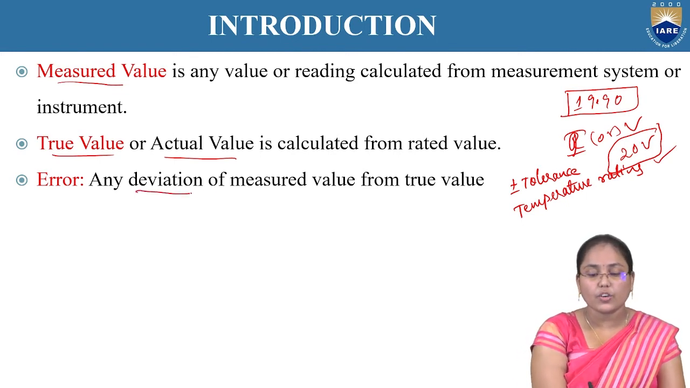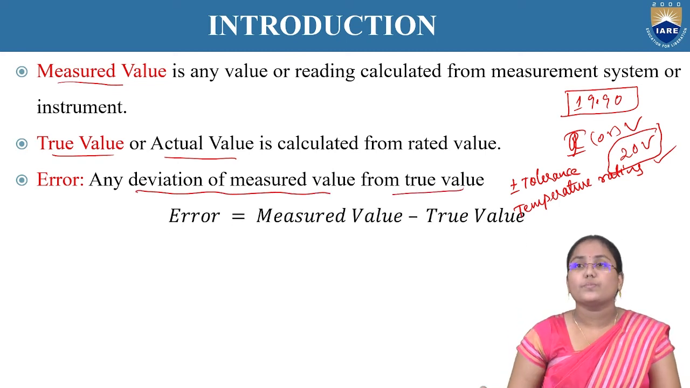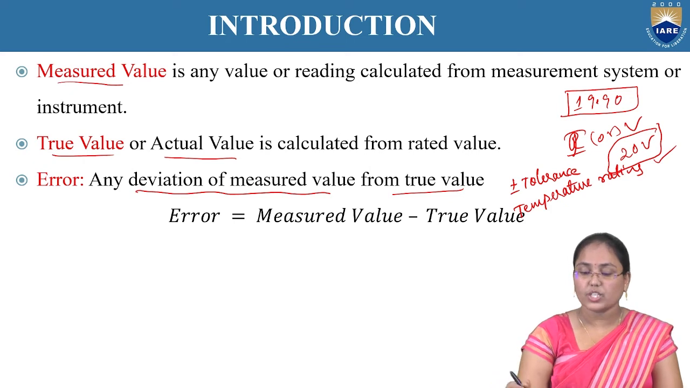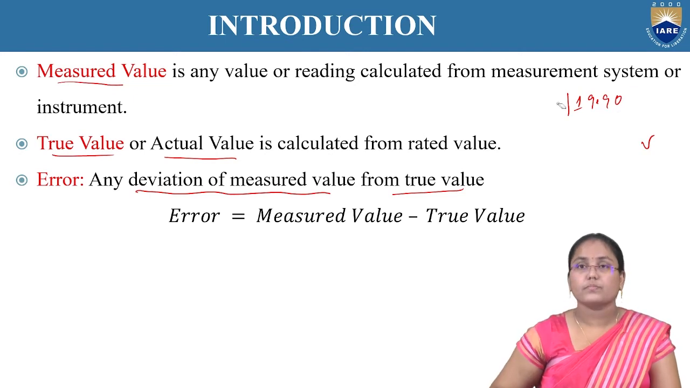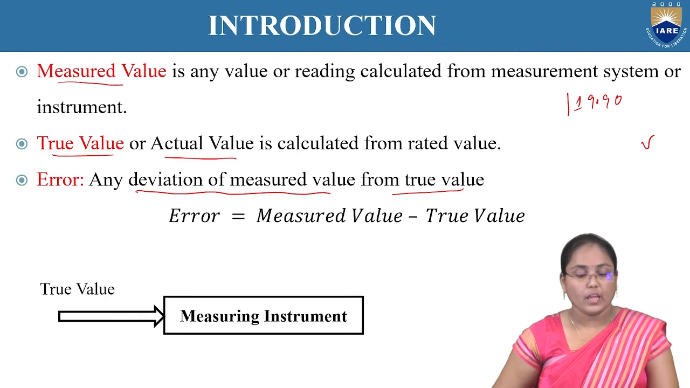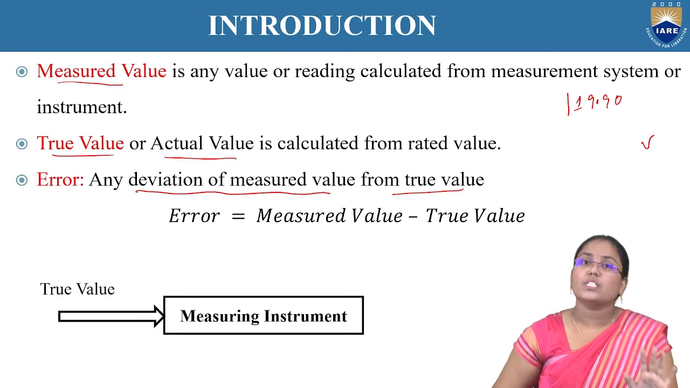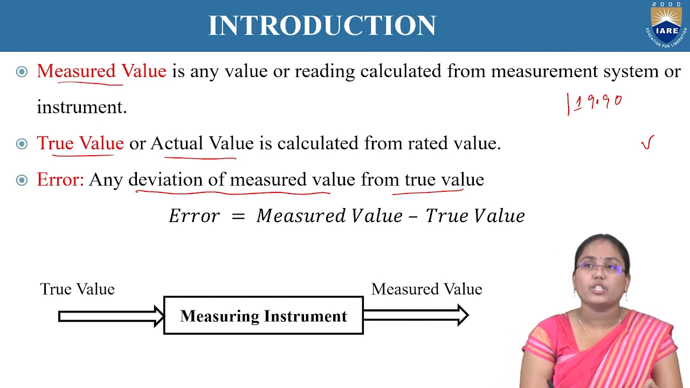So any deviation of the measured value from the true value is nothing but the error. It is given by this equation: error equals measured value minus true value. So when we have a measuring instrument and there is a true value, which is the theoretical value, finally we get a measured value over here.